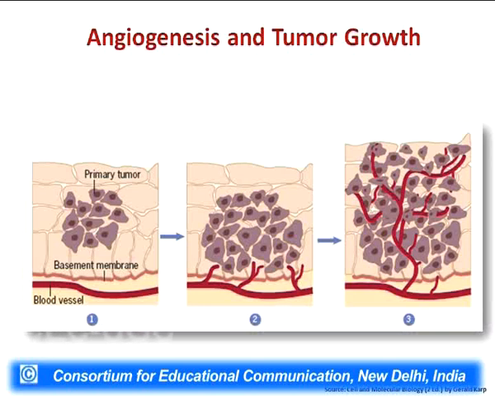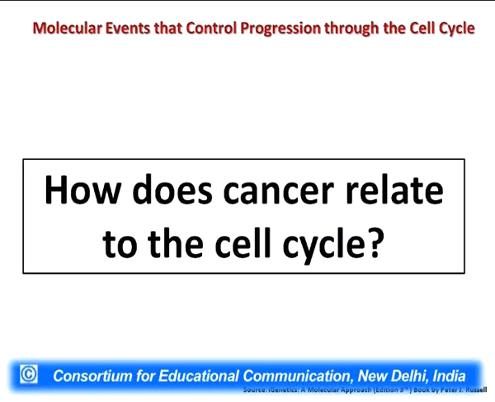And what happens is that as soon as these cells are provided with all the essential criteria, they start growing and developing at a much faster rate. Now, how is cancer related to the cell cycle?